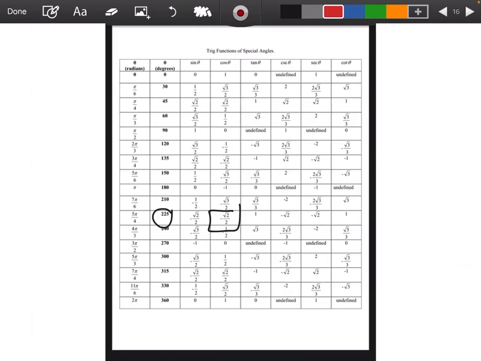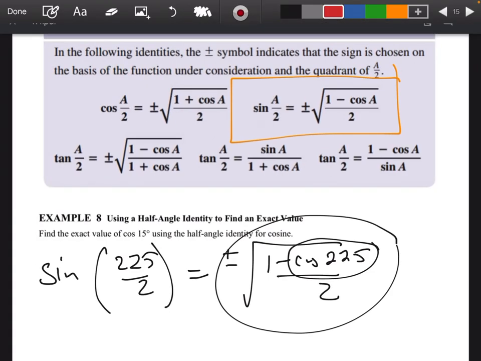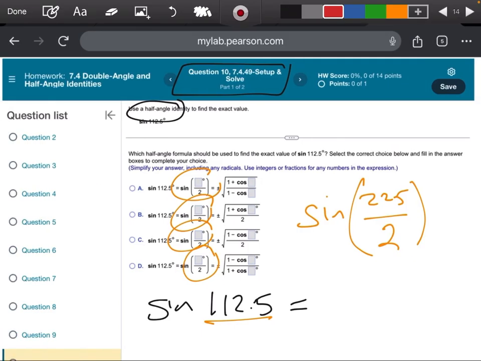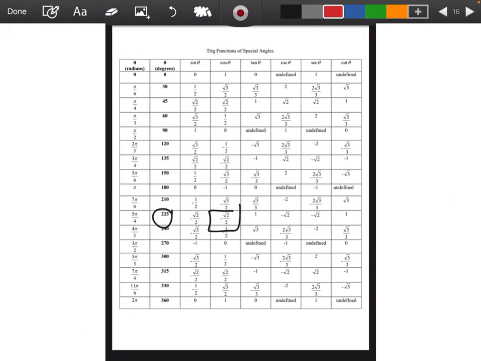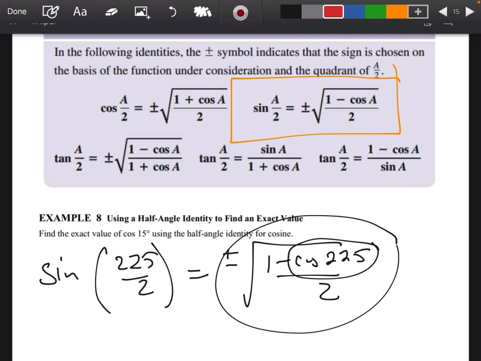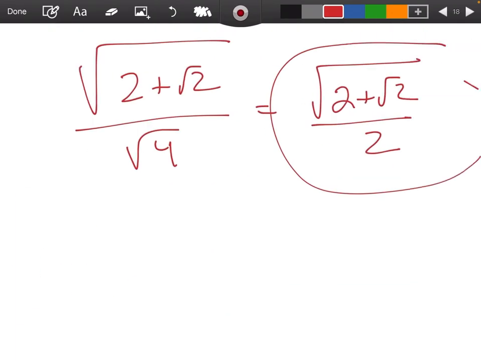If we're looking at the sine of, let's see, what angle is this? 112.5, y'all. 112.5 is somewhere right in here. So we're going to be in quadrant 2, okay? So y'all, this is quadrant 2, and in quadrant 2, my y value is positive and my x value is negative. And because my sine involves my y value, y'all, I'm looking at the positive one here, okay?